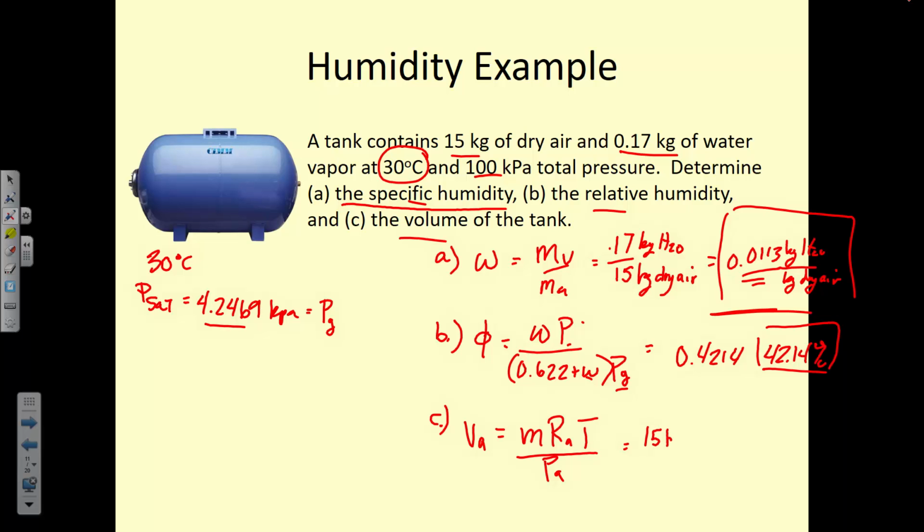It's 15 kilograms is the mass. The R value is 0.2870 kilojoules per kilogram Kelvin. Our T value is 303 Kelvin. This is still the ideal gas law, so we do have to use Kelvin in that equation. But what is the pressure of our air?